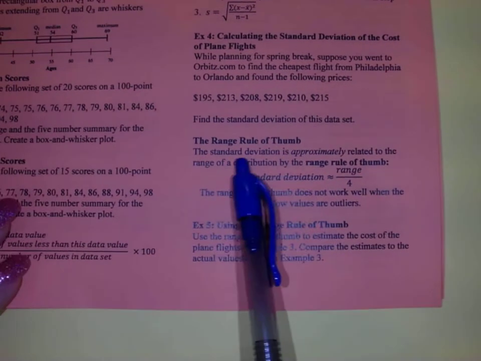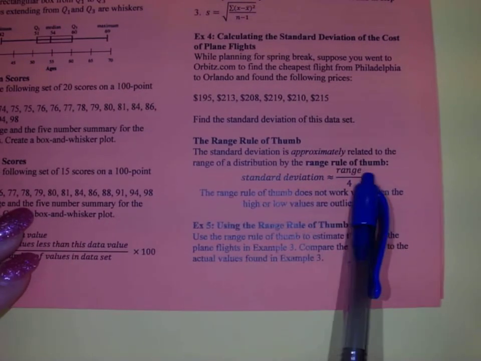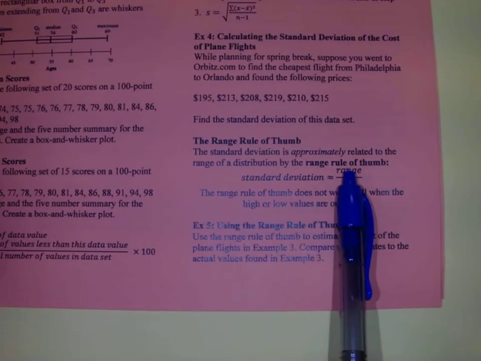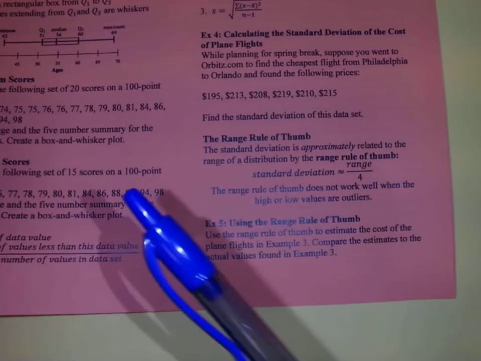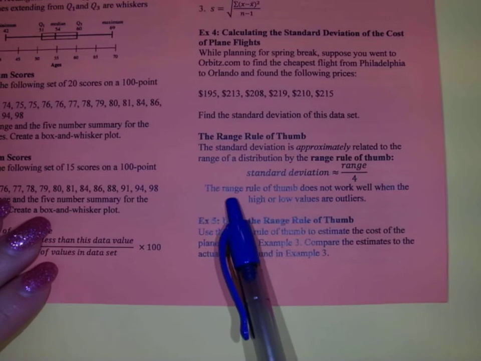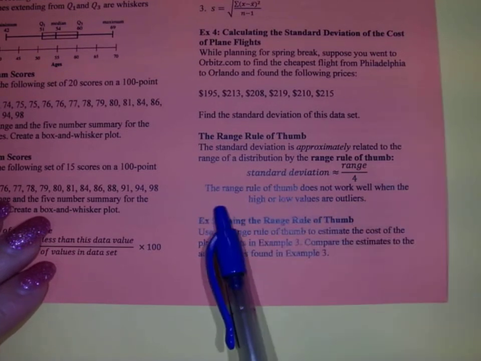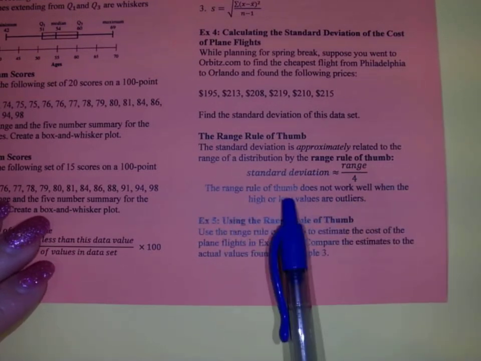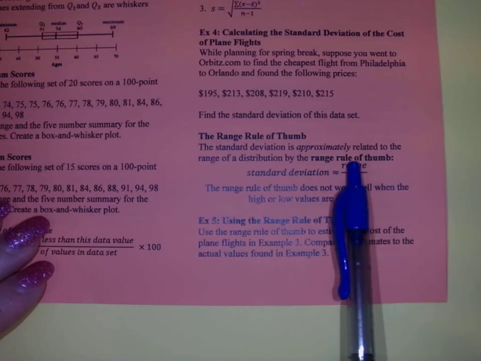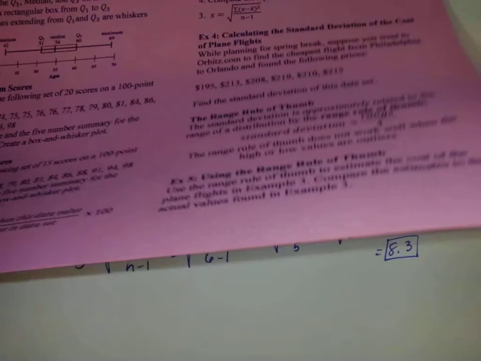All right. So the range rule of thumb kind of gives you a range. It's an approximation related to the range of distribution. It's not always very good. It does not account for outliers. So the range rule of thumb does not work well when the high or low values are outliers. So you take the range divided by 4.